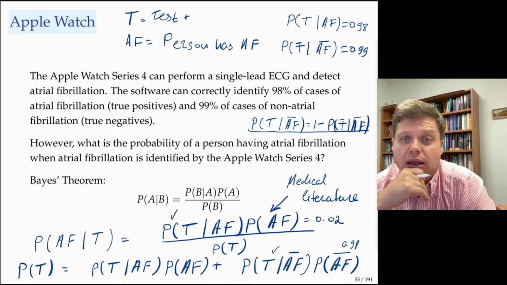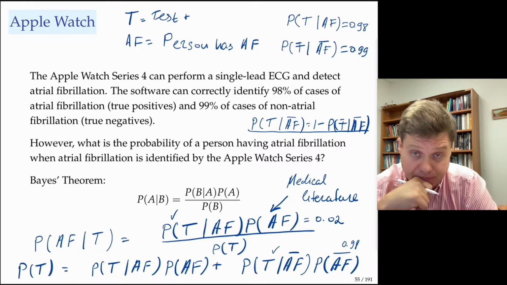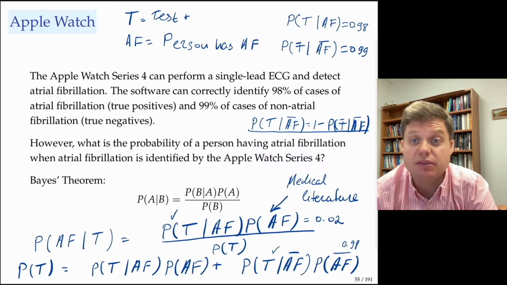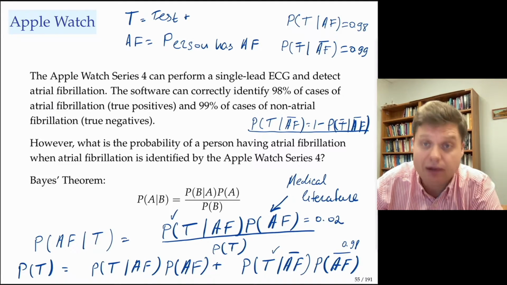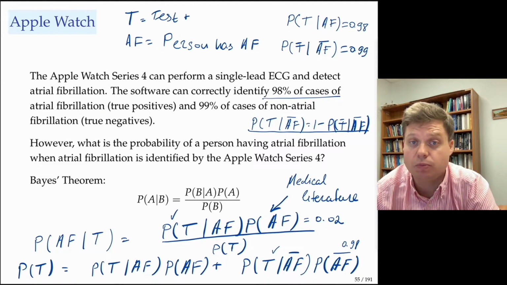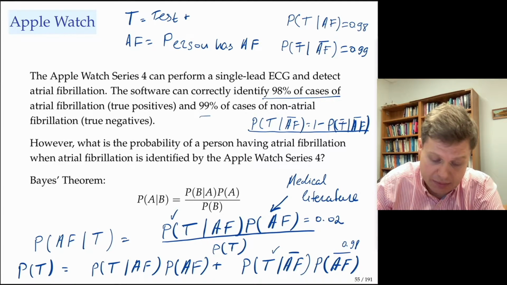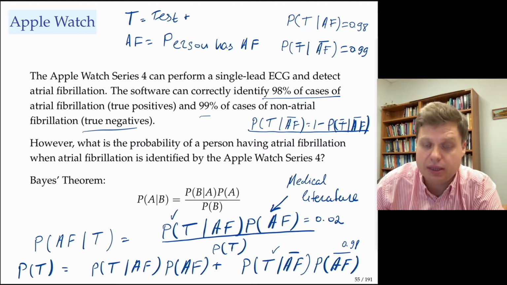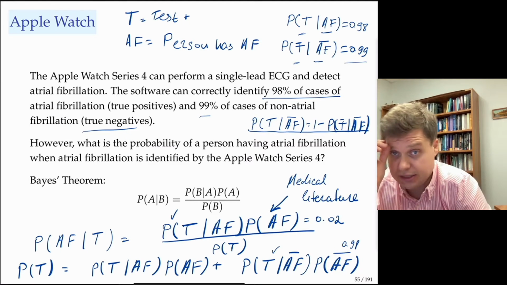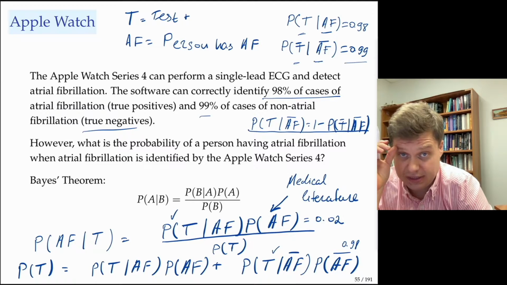Apple Watch. Apple released a new watch, Series 4, that had an ECG sensor which can detect arterial fibrillation, and engineers were quite proud of this sensor. The sensor had a 98% true positive rate and a 99% true negative rate, meaning that if a person has arterial fibrillation, the test will be positive in 98% of the cases, and for people without arterial fibrillation, the test will be negative in 99% of the cases. So quite an impressive sensor.